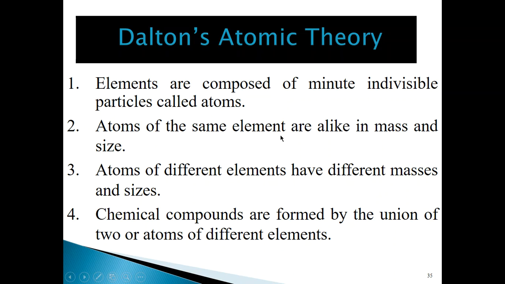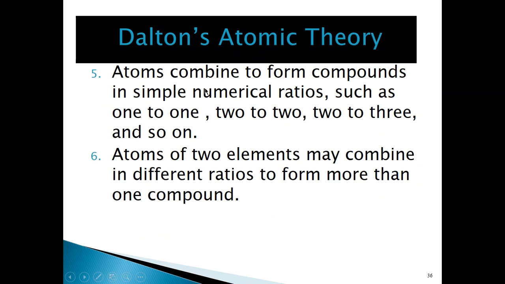Atoms of the same element are alike in mass and size. Number 3, atoms of different elements have different masses and sizes. Number 4, chemical compounds are formed by the union of 2 or more atoms of different elements. Number 5, atoms combine to form compounds in simple numerical ratios such as 1 to 1, 2 to 2, 2 to 3, and so on. And number 6, atoms of 2 elements may combine in different ratios to form more than one compound. All right, so that's basically what Dalton's atomic theory is saying.